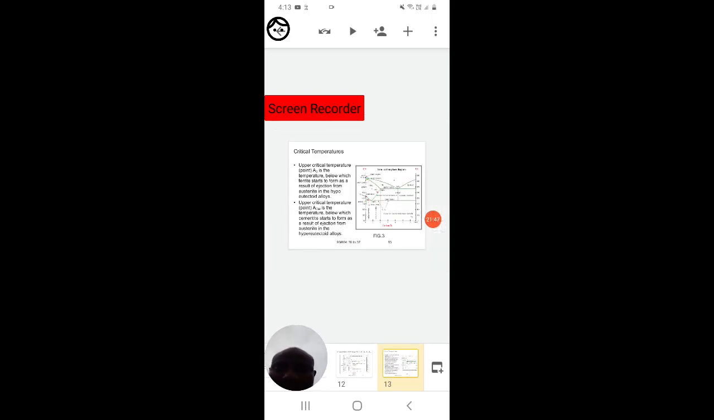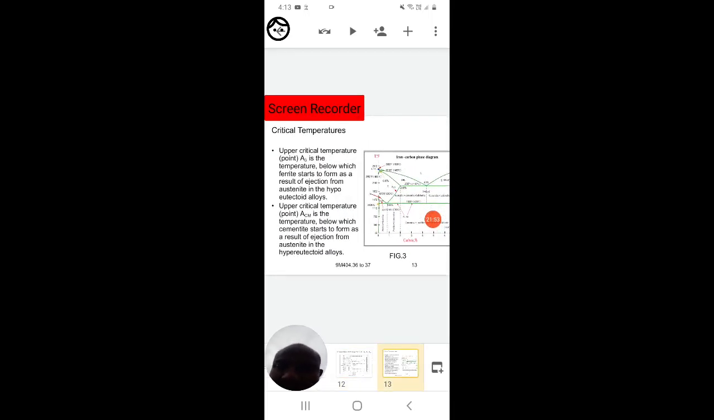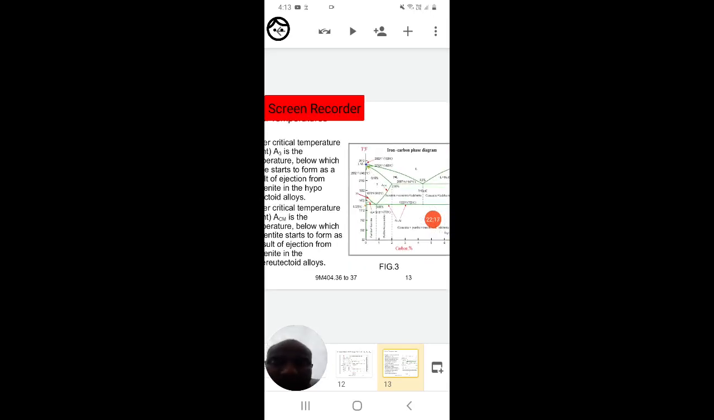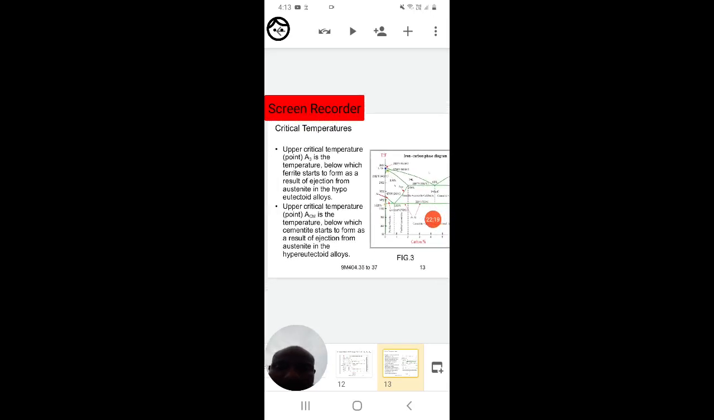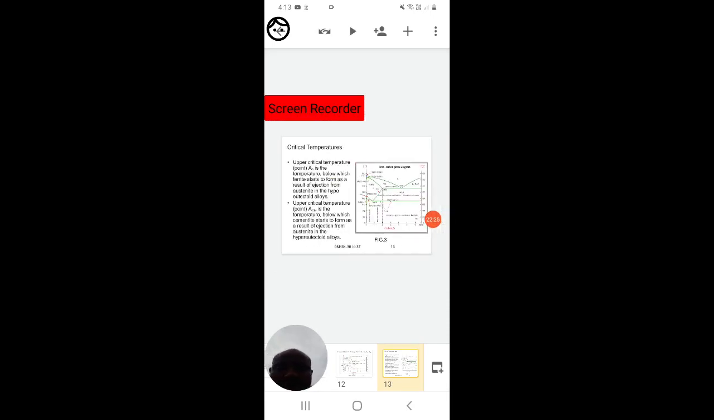So you will see the upper critical temperature line, that is A3. A3 is the line below which ferrite starts to precipitate from the austenite in the hypoeutectoid alloy. ACM is the upper critical temperature line below which cementite starts to precipitate from the austenite in the hypereutectoid steel. That's why it is very important. So A3 and ACM both are the upper critical temperature lines. So these are the phases that are critically transforming.